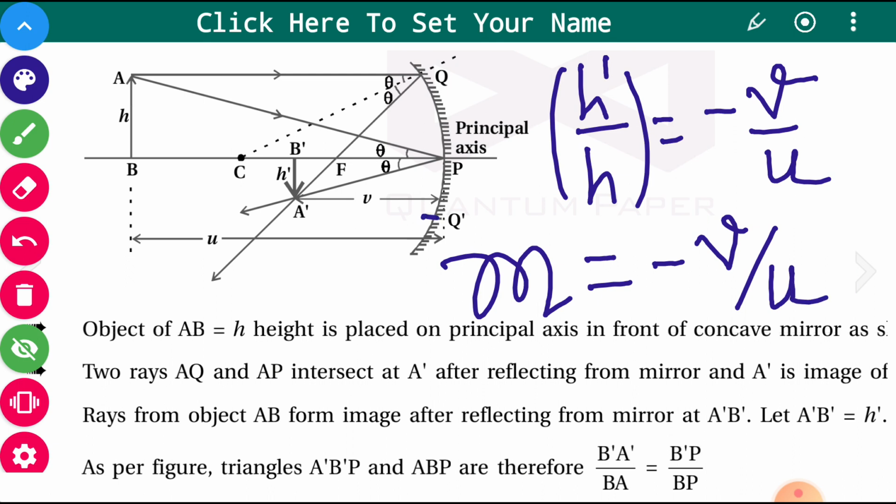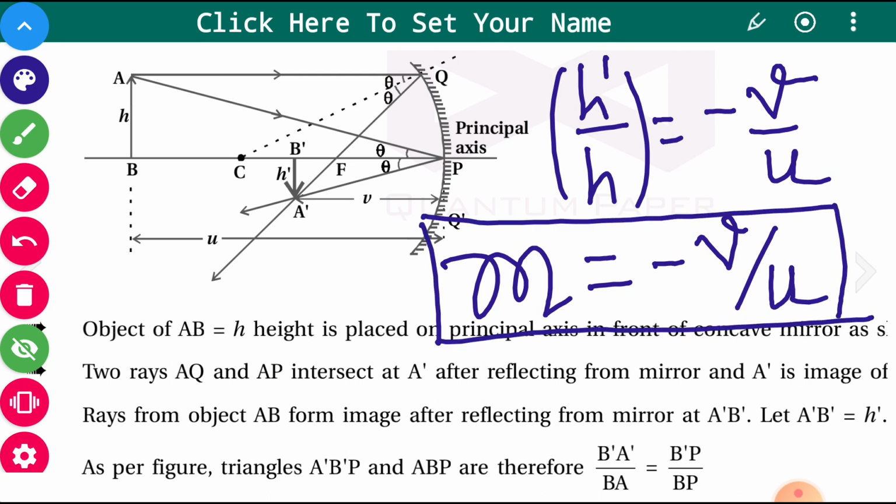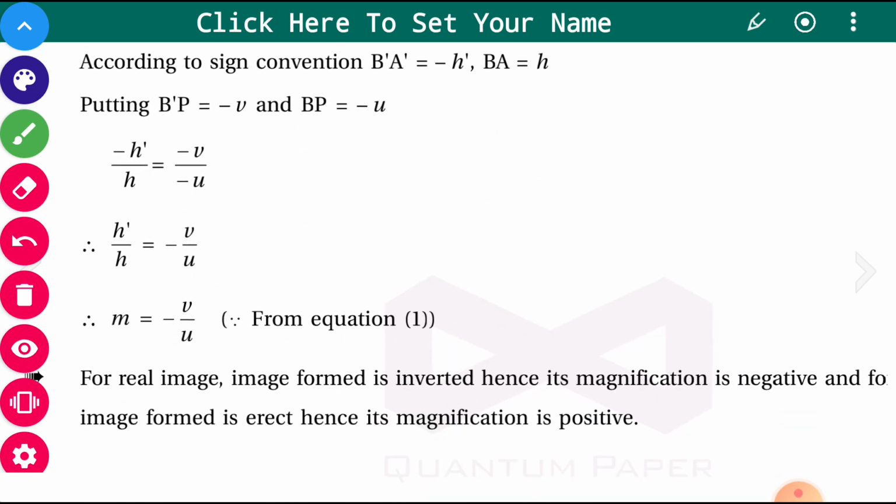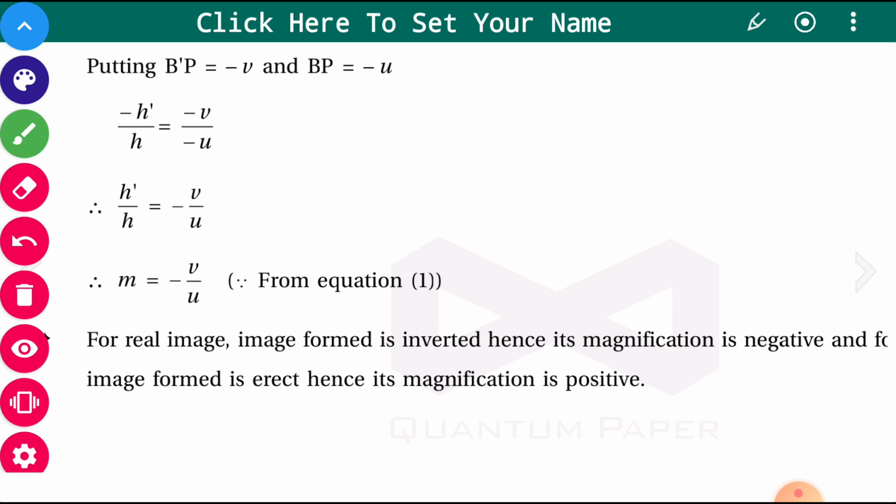So the magnification of a spherical mirror is applicable to both, that is concave and convex mirrors: magnification is minus V upon U. It is shown here. You can just write this much, whatever I have written. Remember the formula, because you have studied all these things in your 10th standard, so no derivation will be asked on this. Only the application and the numerical part are important for this particular topic.